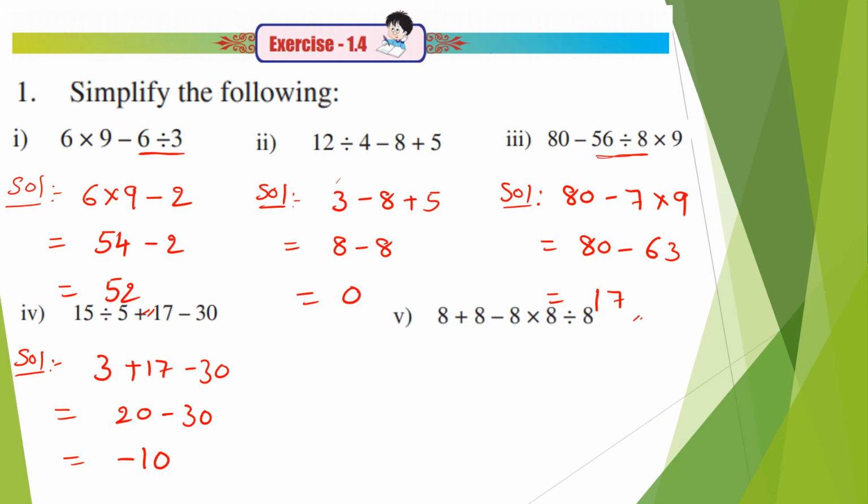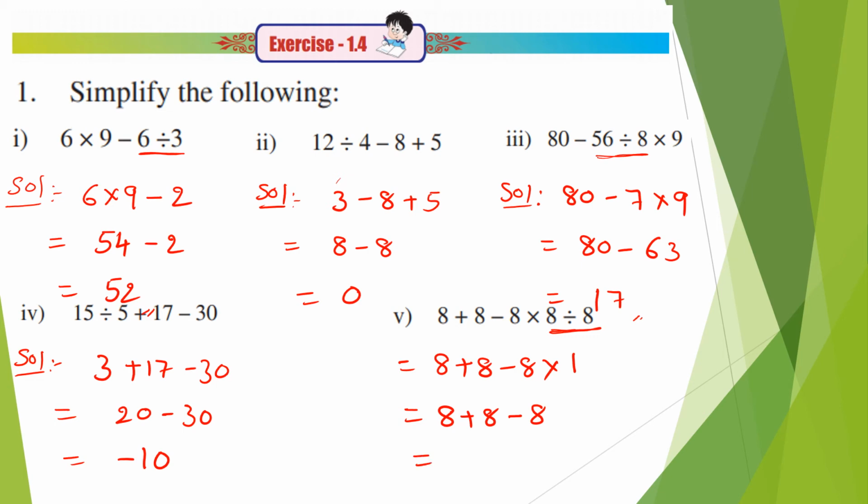Okay, let us see one more. That is 8 plus 8 minus 8 into 8 divided by 8. Write that: 8 plus 8 minus 8 into 8 divided by 8. First we should divide. 8 divided by 8 is 1. Now multiply it: 8 ones are 8.